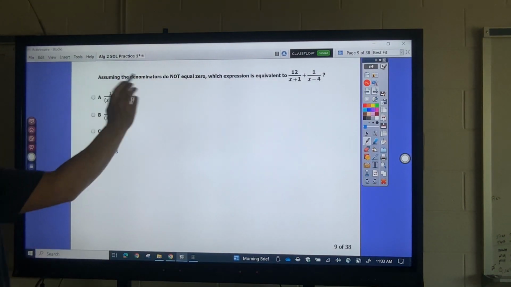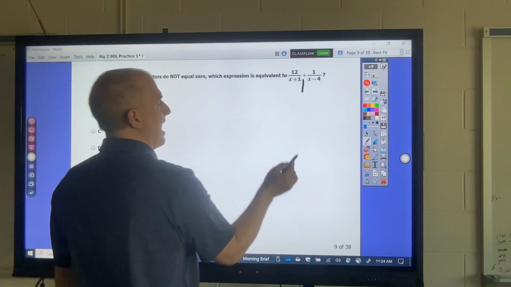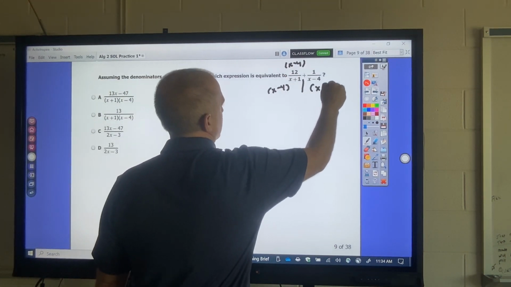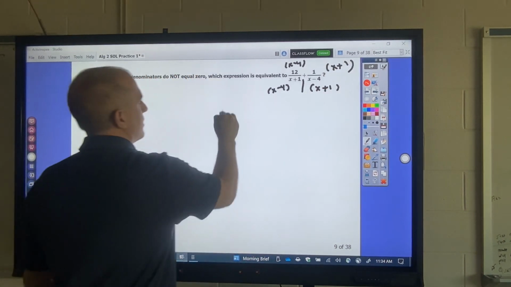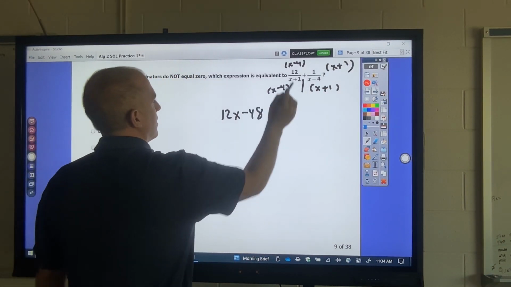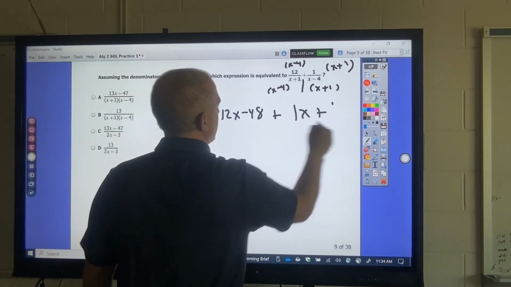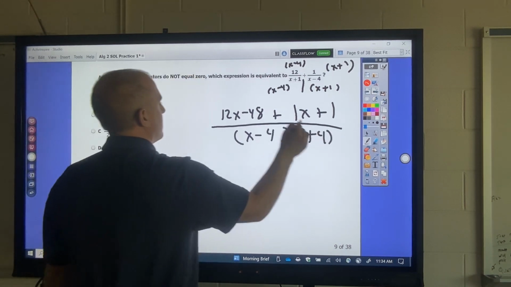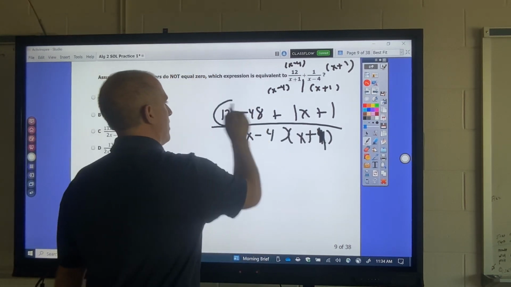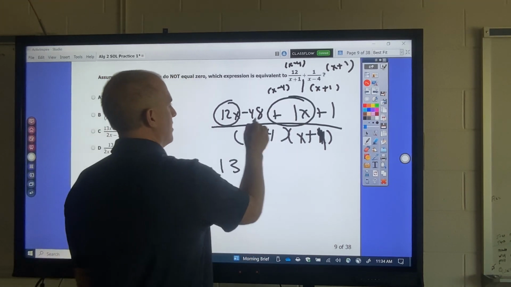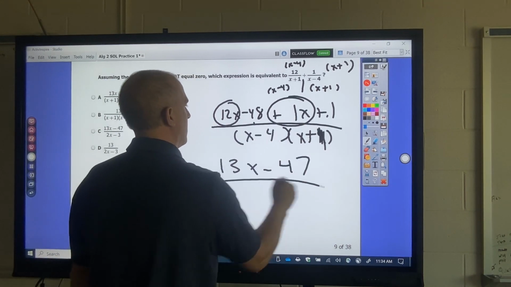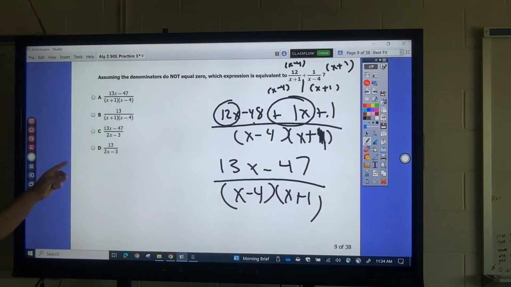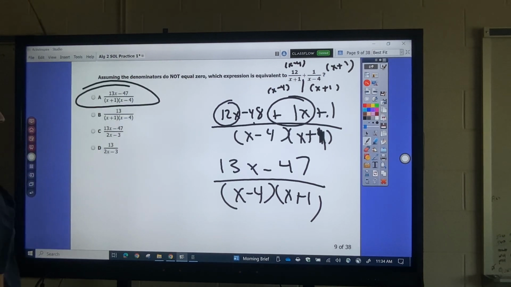Okay, what's equivalent? Now, in order to add the fractions, I need a common denominator. So that's x minus 4, x minus 4. This is x plus 1, x plus 1. So that's 12x minus 48 plus 1x plus 1 all over x minus 4, x plus 1. If I combine the like terms, that's 12 plus, that would be 13. That minus that would be -47 all over x minus 4, x plus 1. That would be that right there.